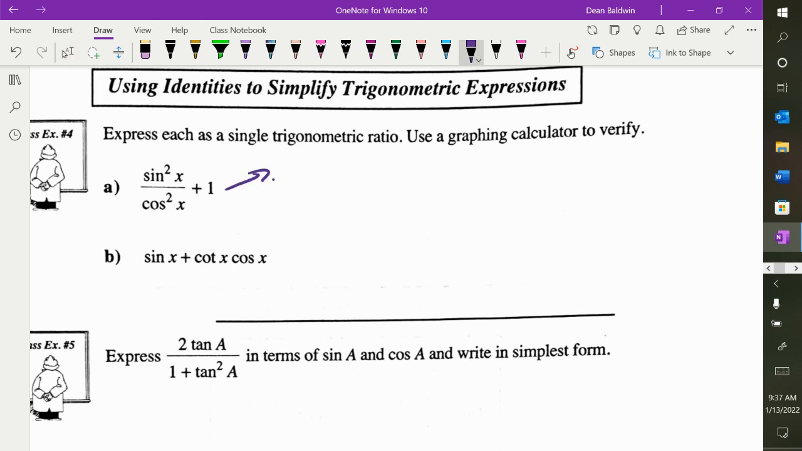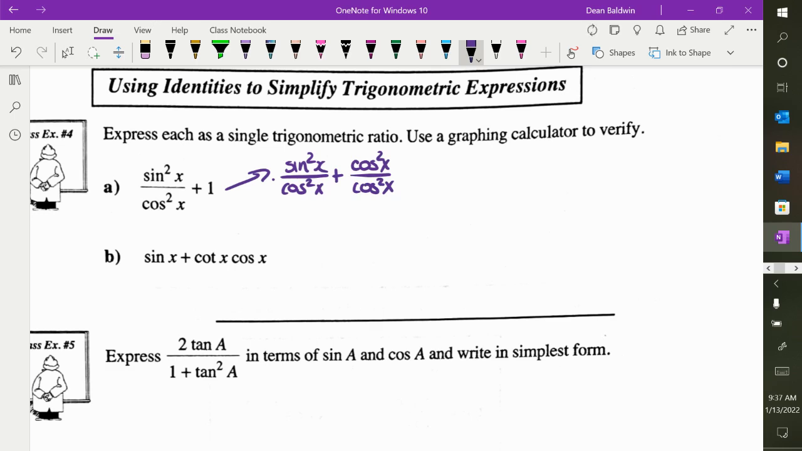First way. If you have two terms, one term is sine squared over cos squared, and the second term is plus 1. I want to add those together. How do you add things together if they're fractions? Common denominator. What's the common denominator here? Cos squared x. So I'm going to rewrite the 1 as cos squared x over cos squared x.